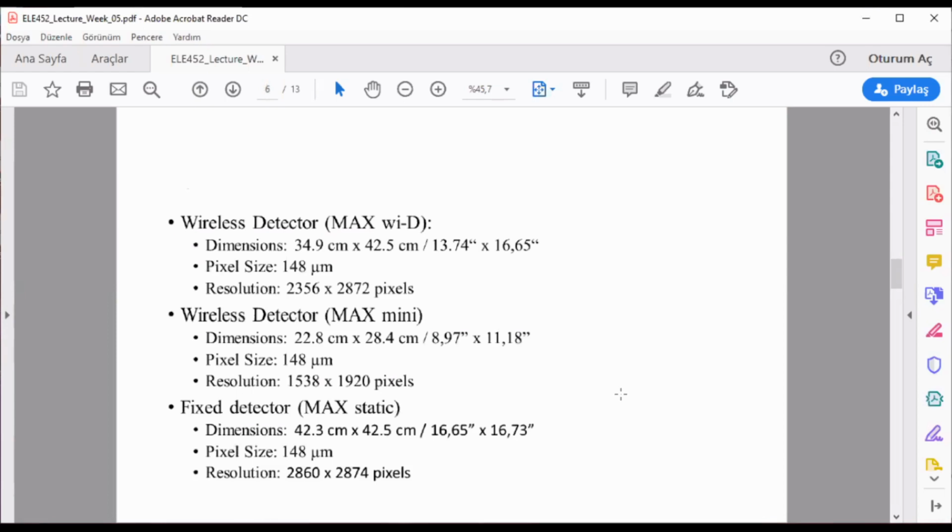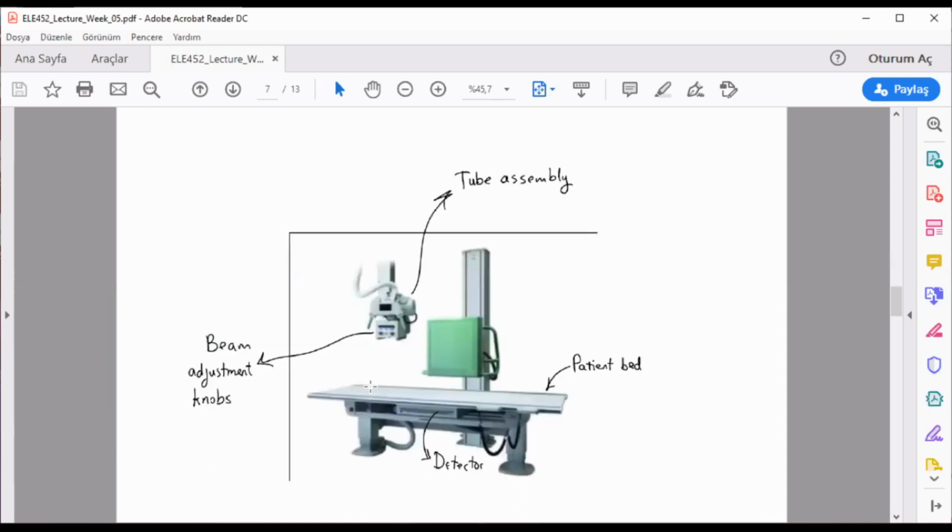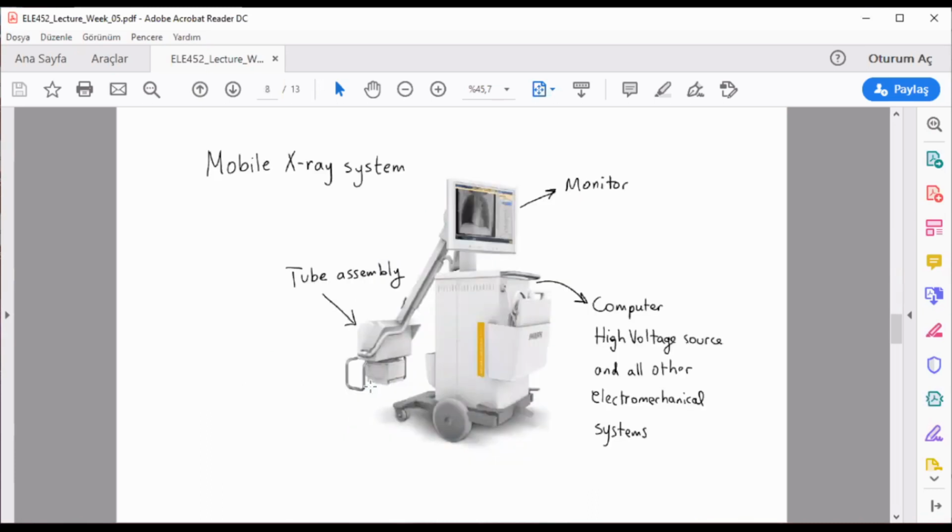The other parameters also exist about some kind of detector, let's say, options. Their size, pixel size, resolution values are shown with different options commercially available with that system. I will not mention the brand name, but mention technical details. So basically, that's the table X-ray assembly.